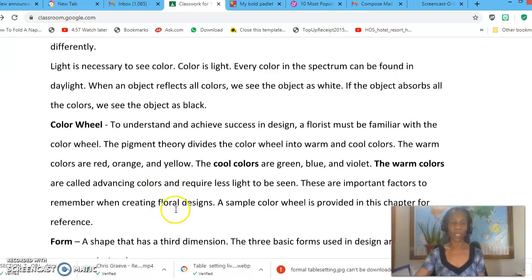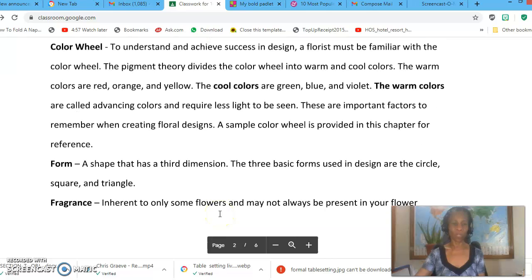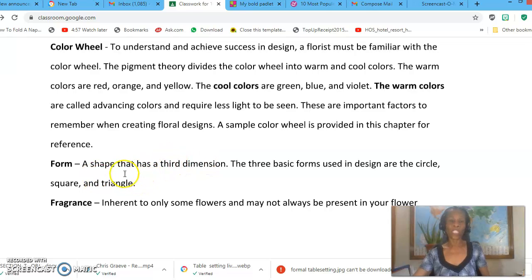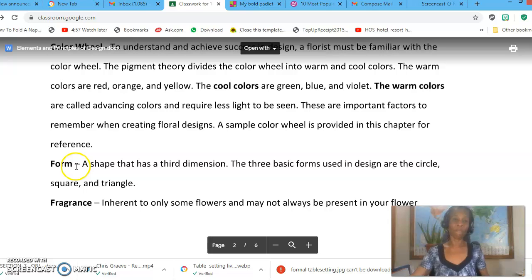Alright, those are the warm colors. Now a sample color wheel is provided, and when you go into color, you will see more of that, but we're just looking at the elements right now. Now a shape. When you talk about form, form is a shape that has a third dimension.